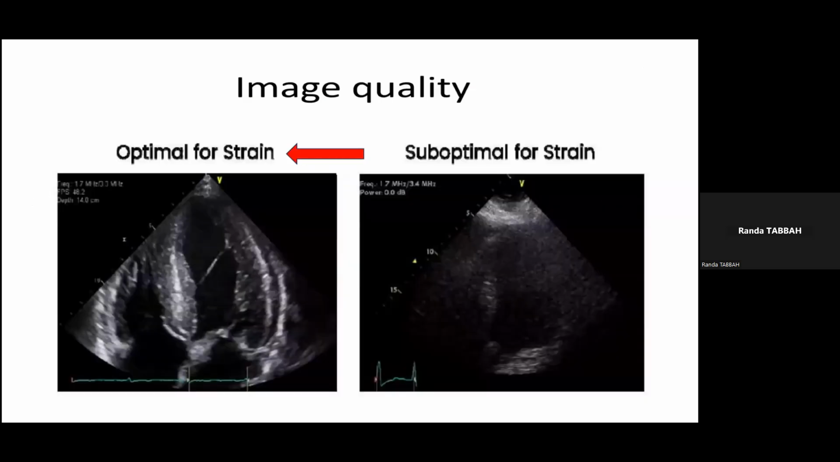And also, same as 3D echo, we need a good 2D image to have a good 3D image. We need a good 2D image for the strain to have good and reliable values of the strain. If we have a suboptimal 2D image, we can't do strain.